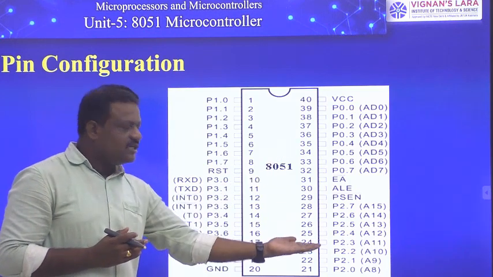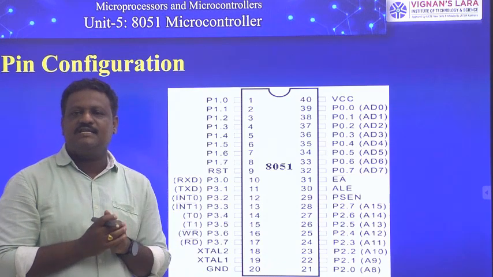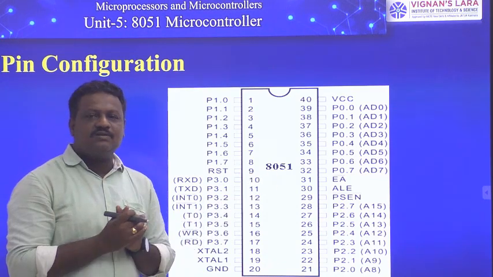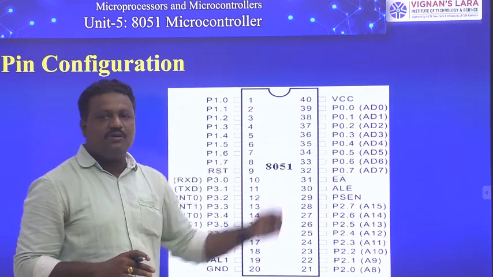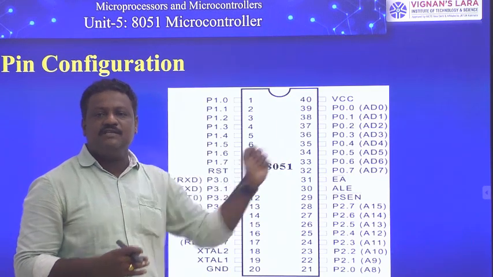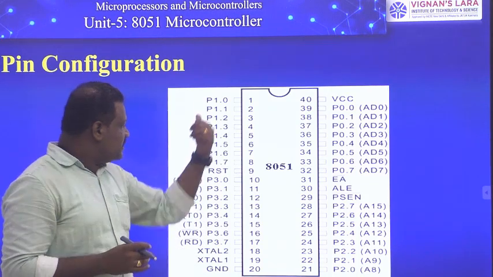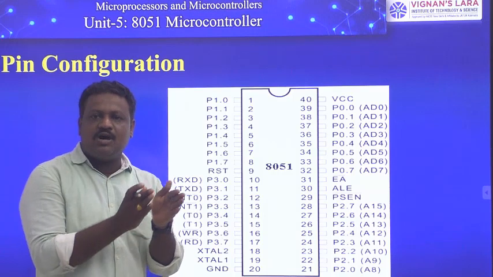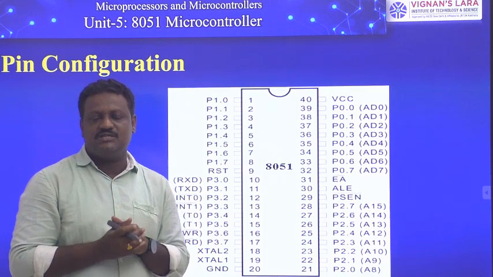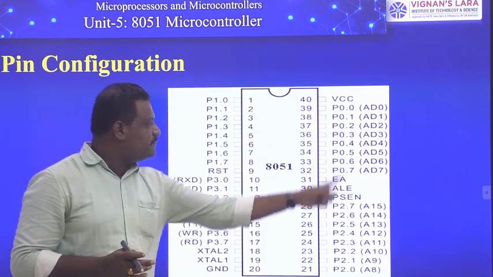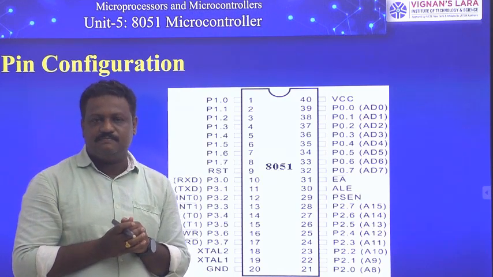Before starting the signal description, I would like to share one important point: this 8051 microcontroller can communicate with the external world with the help of these 40 pins, or these 40 signals, or these 40 lines. That means I can call these signals, lines or pins. We can use any one of these three words. With the help of these 40 pins only, the 8051 microcontroller can communicate with the external world.